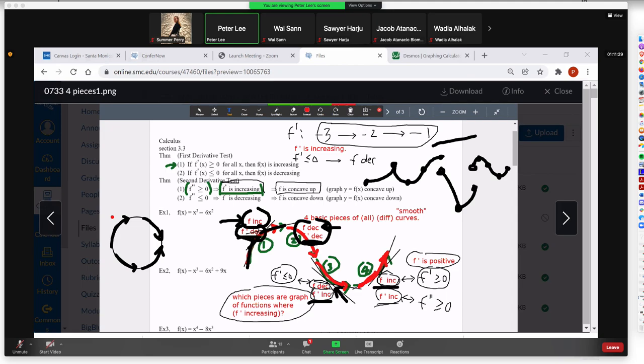Does not exist, or it's an endpoint. Endpoint or end behavior. By end behavior, I mean infinity or minus infinity. That's basically end behavior.